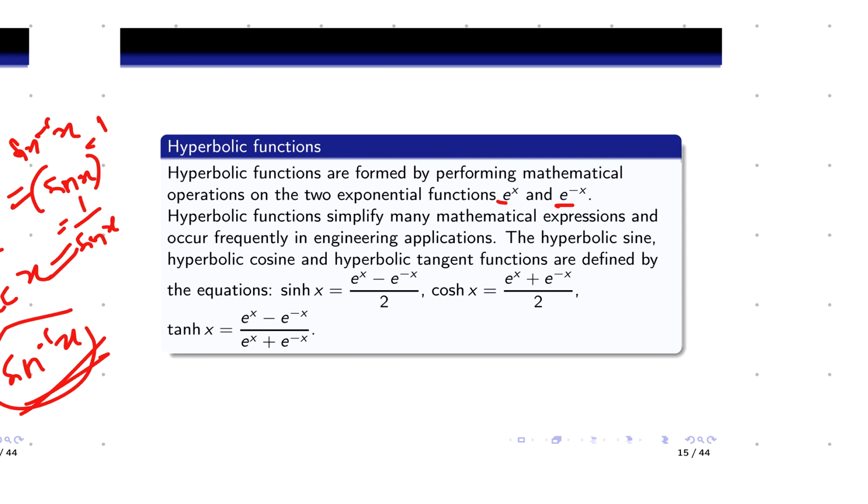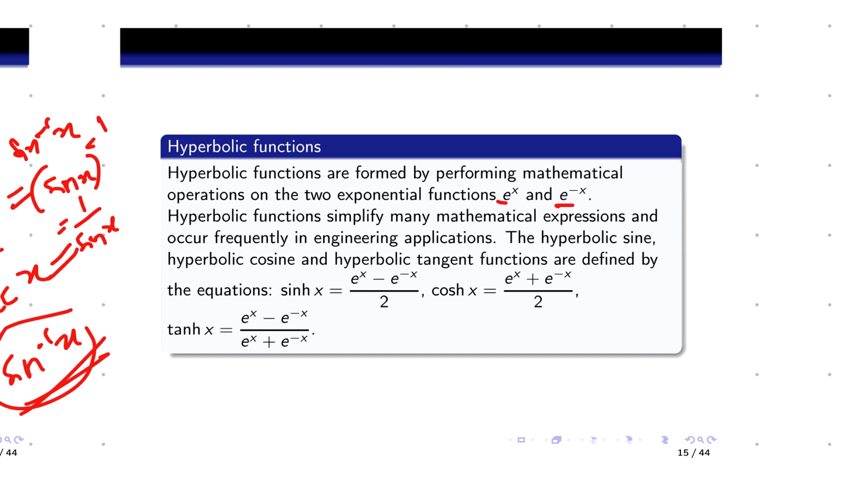The hyperbolic sine, hyperbolic cosine, and hyperbolic tangent functions are defined by these equations. Hyperbolic sine is something you can call sinh, sine with an h attached. So sinh x is e raised power x minus e raised power minus x, divided by 2. Cosh x is e raised power x plus e raised power minus x, divided by 2. And tanh x is e raised power x minus e raised power minus x, divided by e raised power x plus e raised power minus x.